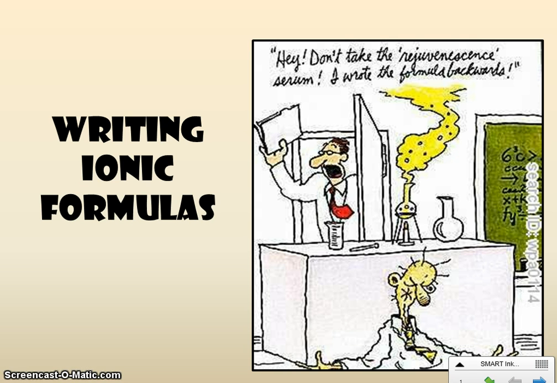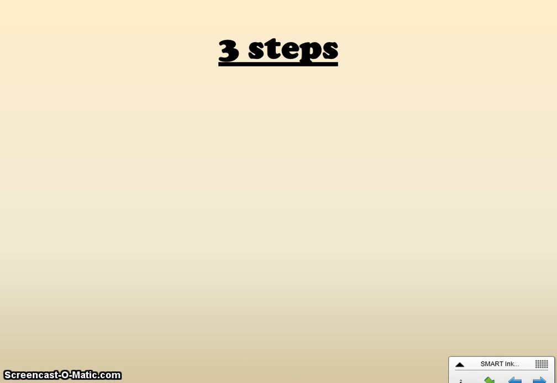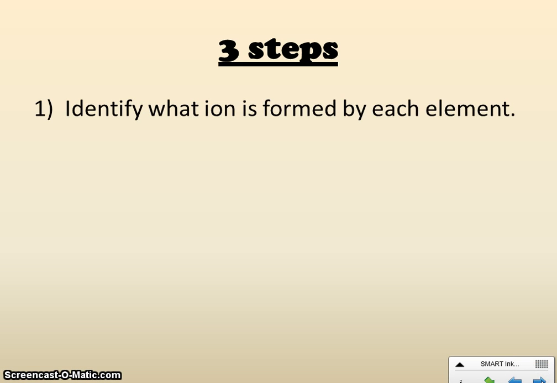So we call those ionic formulas, and there's just a couple of easy steps to get you to be able to write them. Okay, so 3 easy steps, and you're going to want to write these down in your notebook. First one, you got to identify what ion is formed by each element that's being involved in the bonding. Okay, which we learned how to do in your ion formation notes.